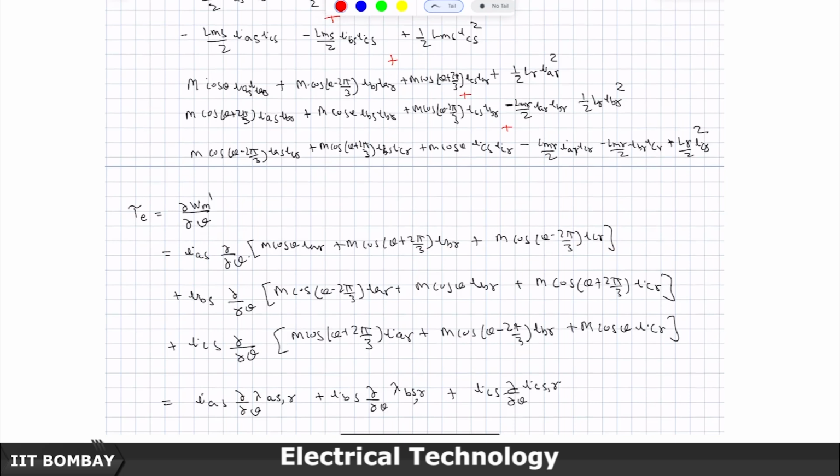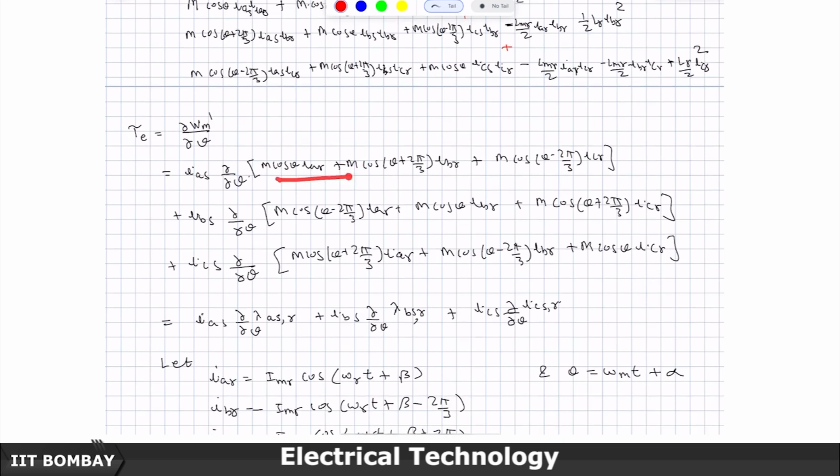And then similarly, in these three terms I take IBS common, and write the remaining terms as M cos theta minus 2 pi by 3 into IAR plus M cos theta into IBR plus M cos theta plus 2 pi by 3 into ICR. And then finally, coming here, again I take ICS as common, and the partial derivative with respect to theta of the summation of these three terms, which I have written here.